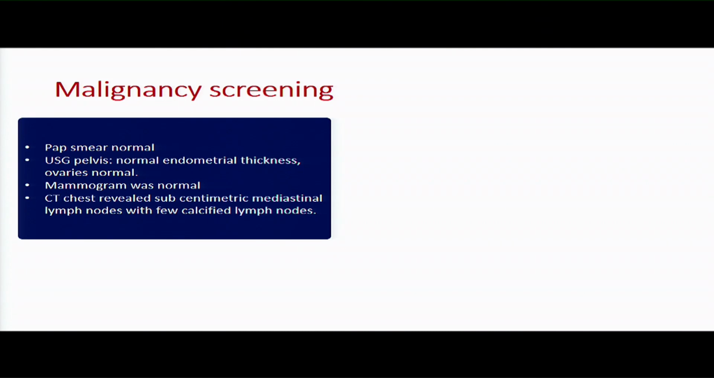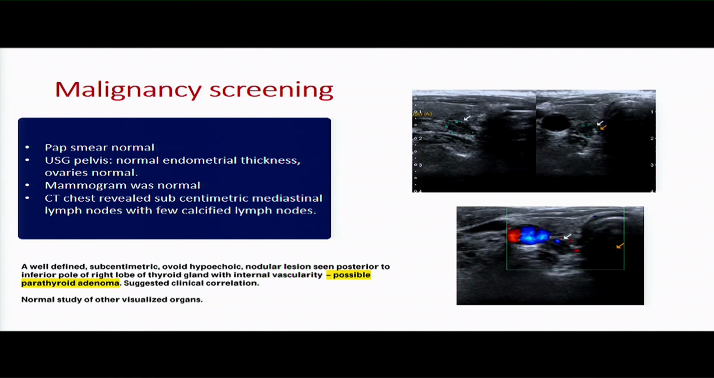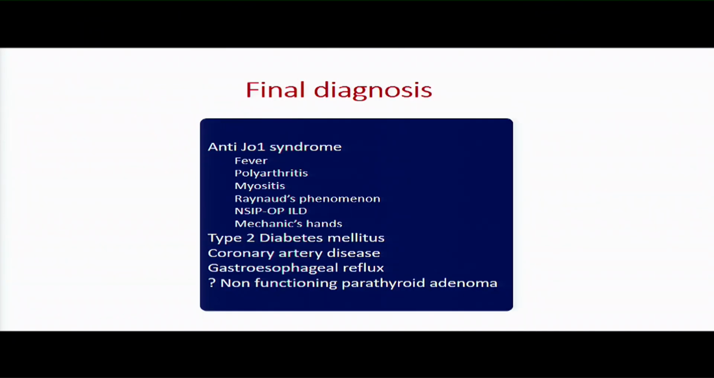So we screened her for malignancy. The basic workup was fine: pap smear, ultrasound, mammogram, and CT chest. But when we screened her thyroid for thyroid malignancies, we found a well-defined nodule in the region of the parathyroid, with definite vascularity, suggestive of a parathyroid adenoma. But her parathyroid hormone, calcium, and phosphorus levels were normal. So we got an endocrine consult, and they said we can just follow up the patient if she develops any new symptoms. So the final diagnosis is anti-Jo-1 syndrome having all components of it. Something peculiar here is that this patient had an organizing pneumonia overlapping with an NSIP, along with a non-functional parathyroid adenoma.